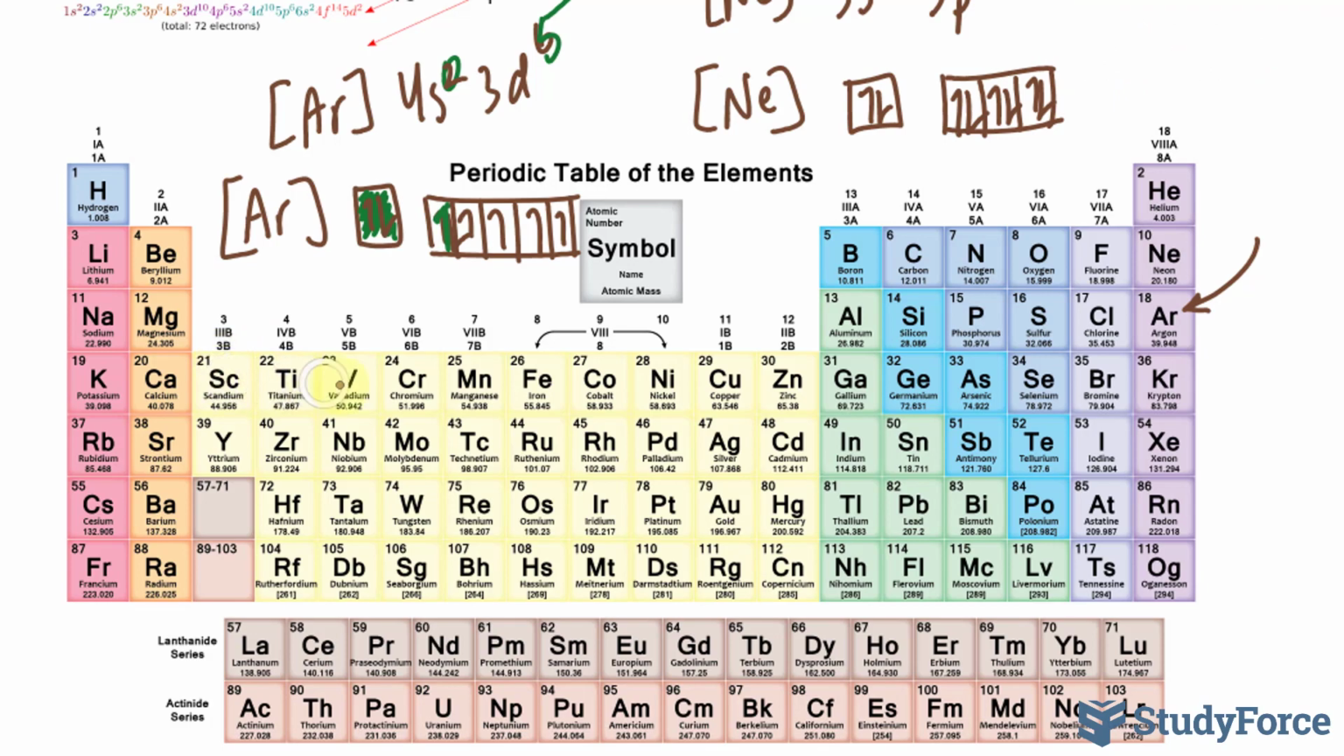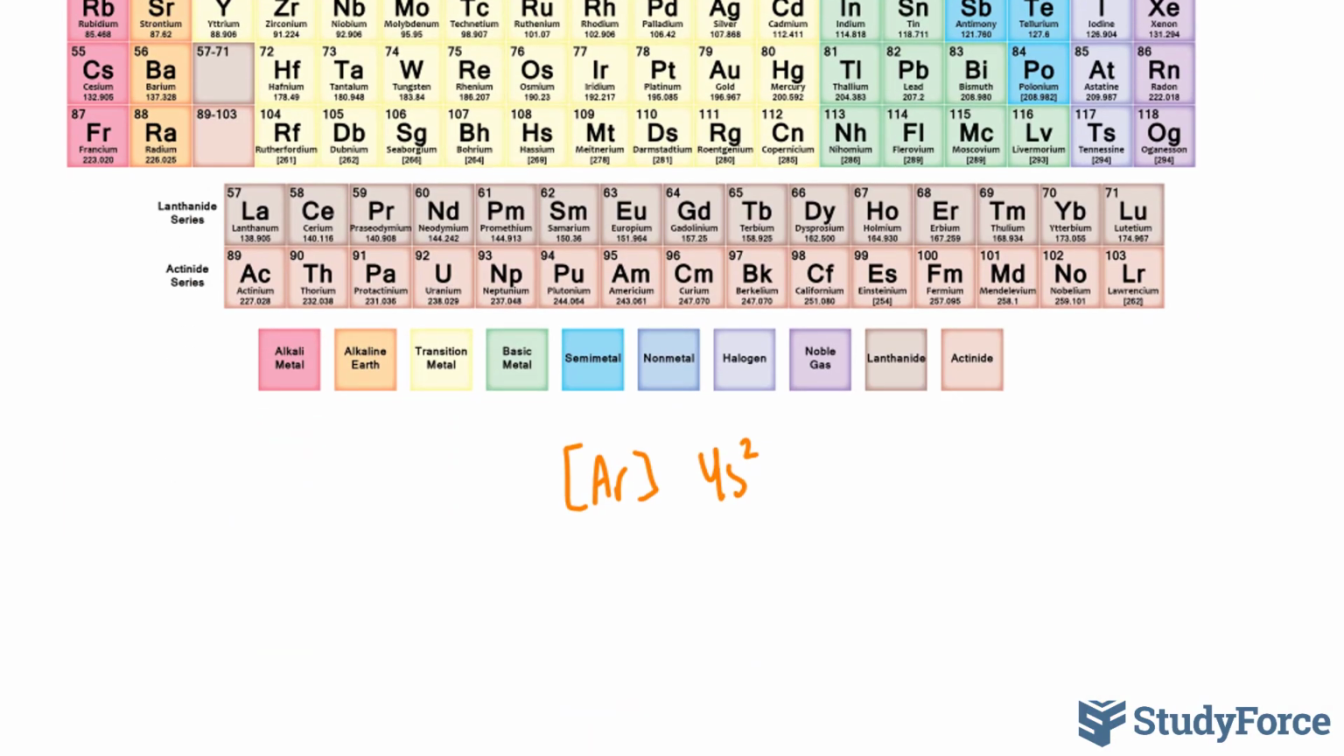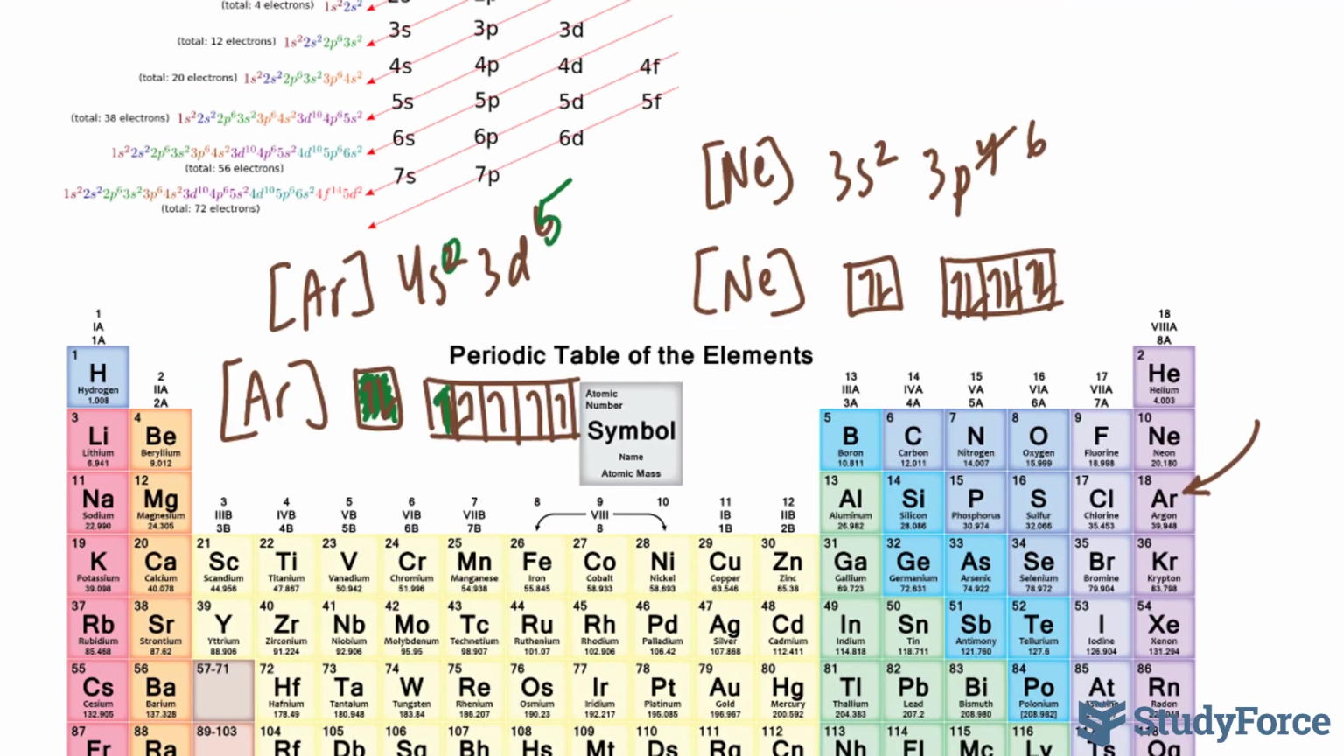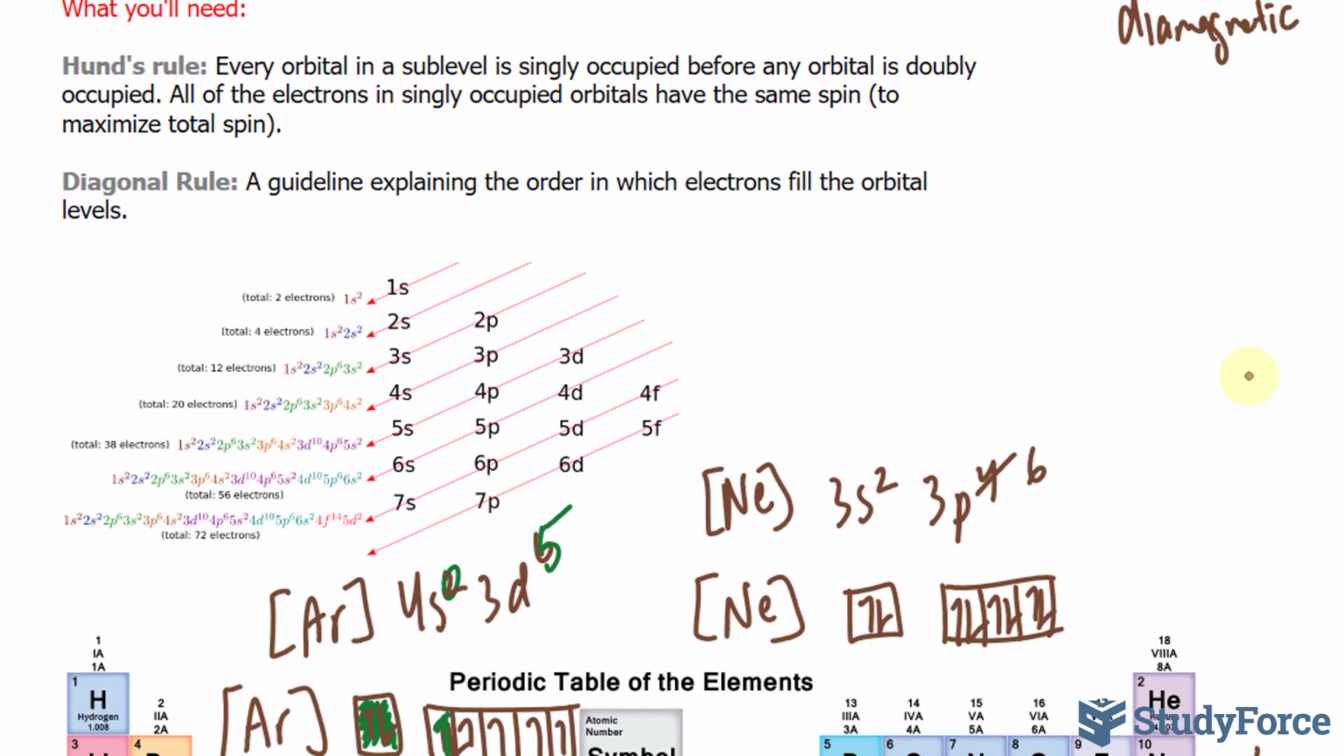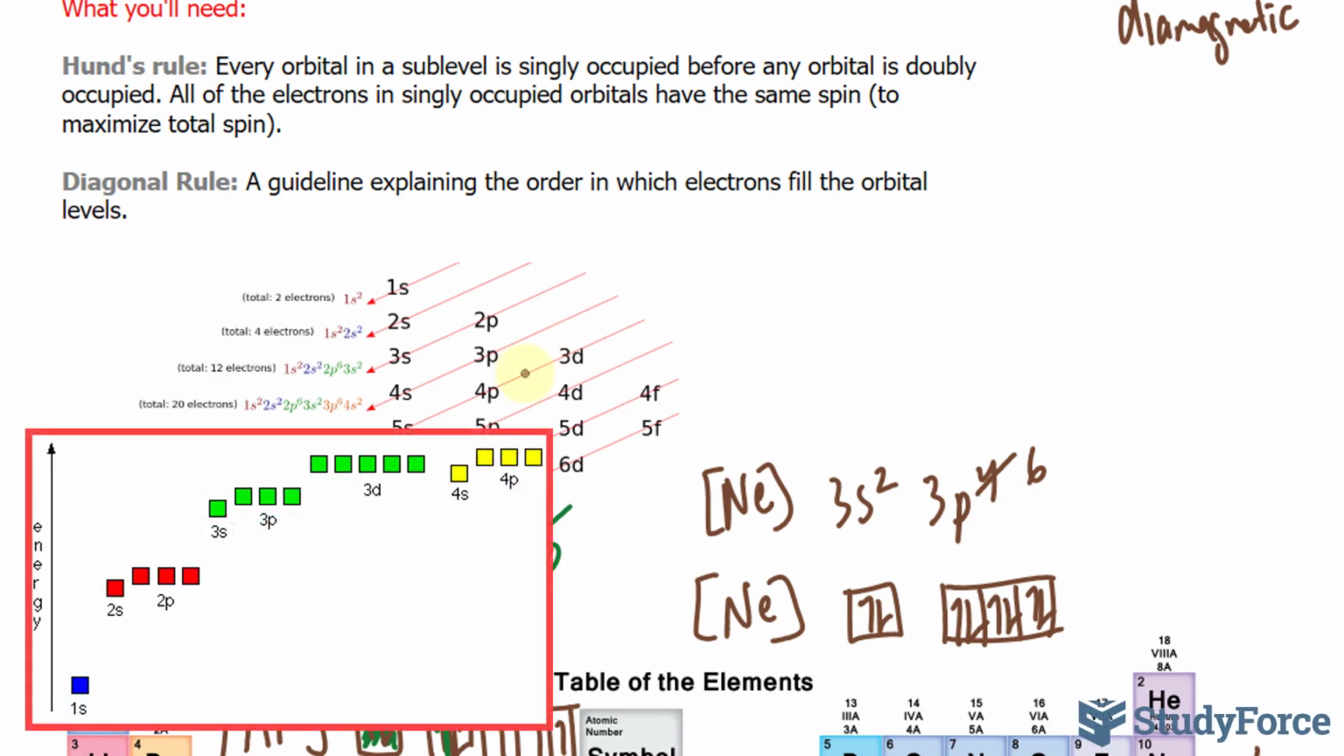And we have 1, 2, 3, 4, 5, 6, 7 electrons in the d block, so 3d7. The reason why I wrote down 4s and then 3d in that particular order is because I'm following the diagonal rule. The diagonal rule says that first 4s is filled in, and then 3d. Technically, 3d is at a higher energy level than 4s.